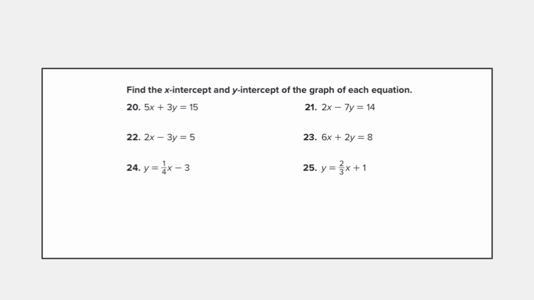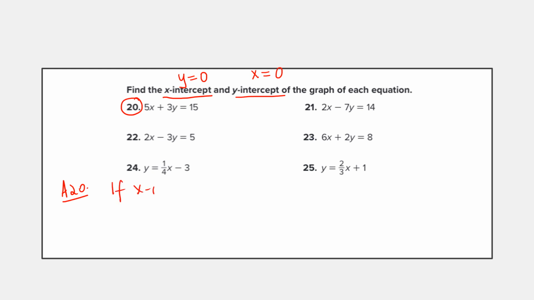Now let's do a question on the intercept. The x-intercept is the point where the graph touches the x-axis and there y is 0. The y-intercept is the point where the graph touches the y-axis and x is 0. So now let's solve a question, question 20.